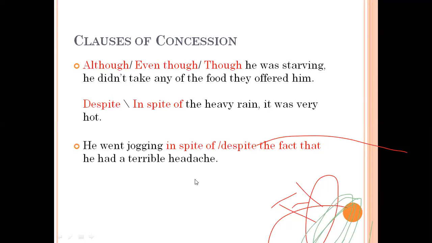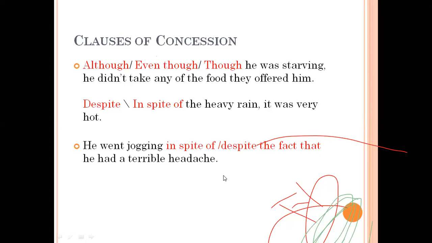The next one, he went jogging in spite of, despite the fact that he had a terrible headache. In spite of being very ill, he went jogging. This is called contradiction or concession.